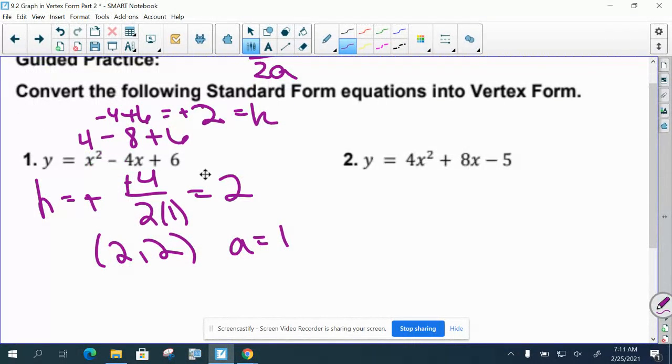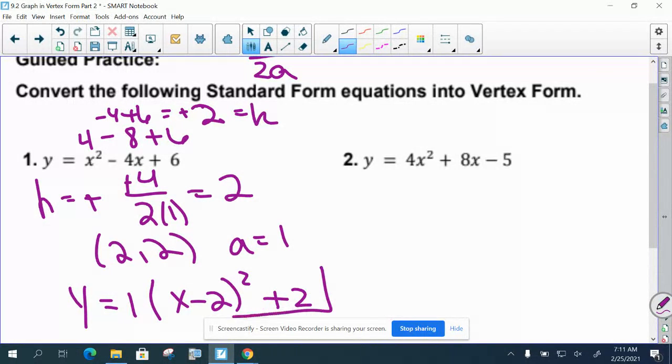So your vertex is 2, 2. Your a is 1. We plug it into vertex form. So y equals 1. You can put the 1, you don't have to. X minus 2 squared plus 2.